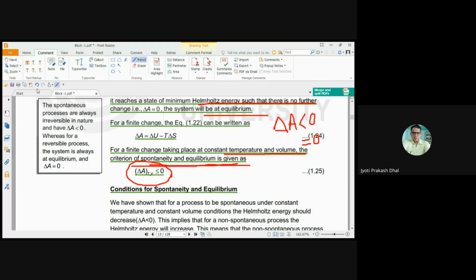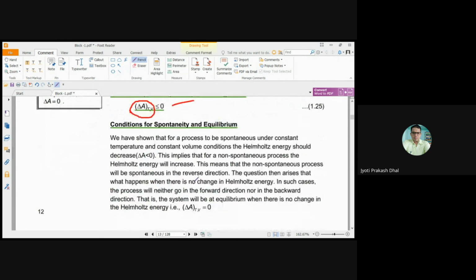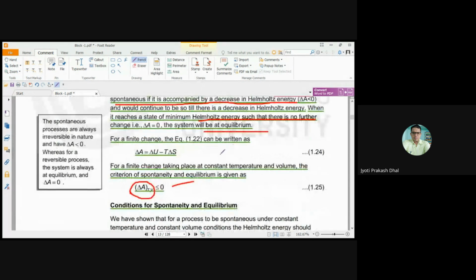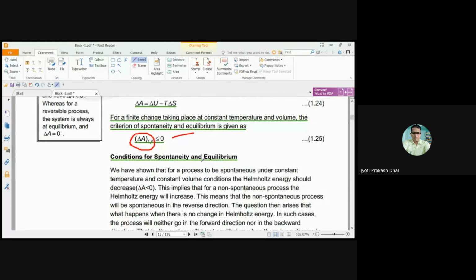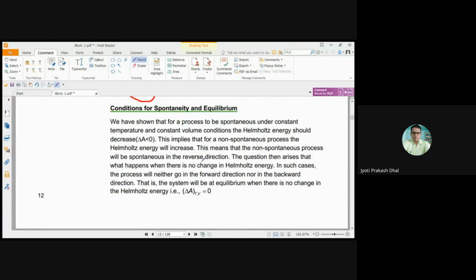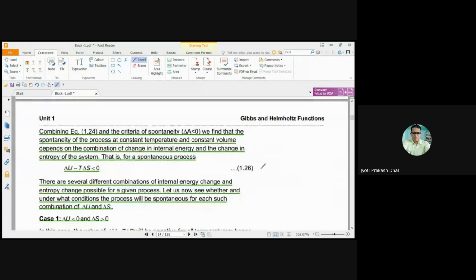And here we have assumed that the process is carried out under constant temperature and constant volume. So that's why we can write equation 1.25 as del A at constant temperature and volume should be less than or equal to 0. Now we have discussed the criteria for spontaneity and equilibrium, and again we will move to the condition for spontaneity and equilibrium of a thermodynamic process.